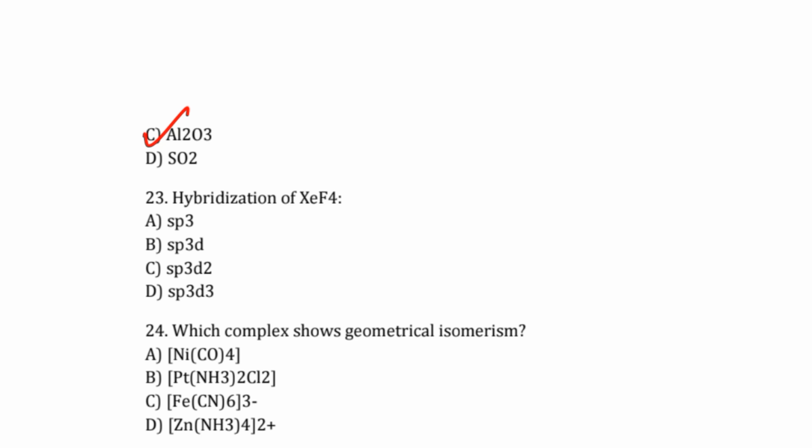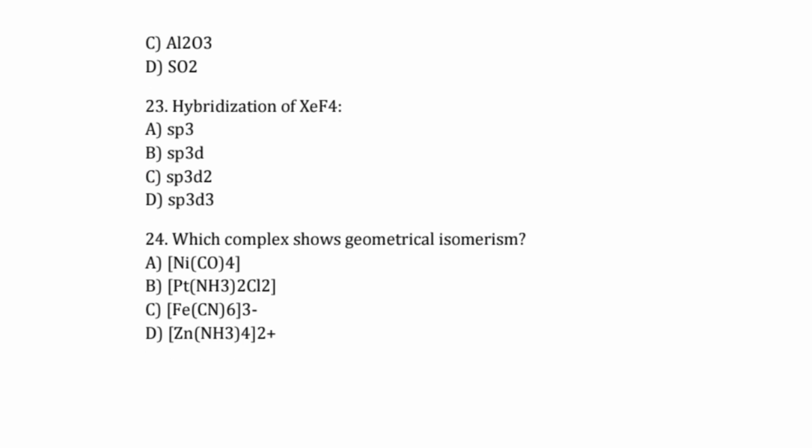Right. Next, hybridization of xenon fluoride. Already we have discussed this question in the previous video, that is sp3d2. Which complex shows geometrical isomers? Here we can see platinum. Okay, it shows the geometrical isomer B, because Pt(NH3)2Cl2.